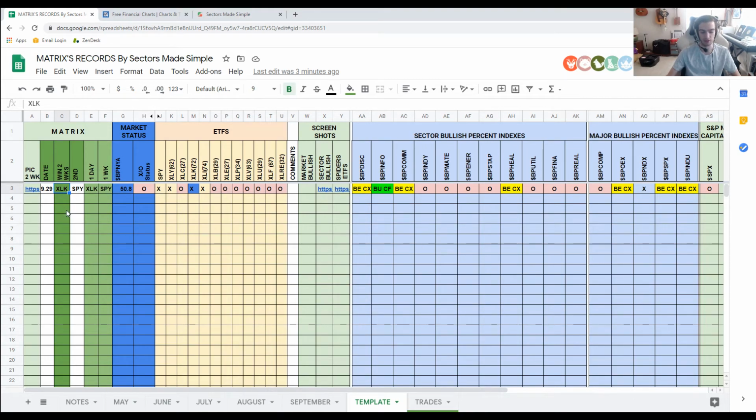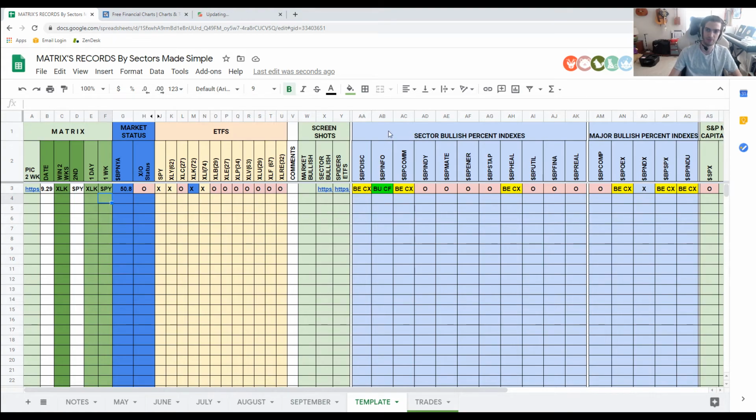Now, you may look at the matrix and you don't have a 1-week winner, let's say. If you didn't have a winner, you just leave it blank. So keep that in mind. Sometimes you won't get as lucky as we were today, where we had a winner for every single period. So if you don't find a leader in the 1 week or the 1 day, just leave it blank and check back tomorrow.